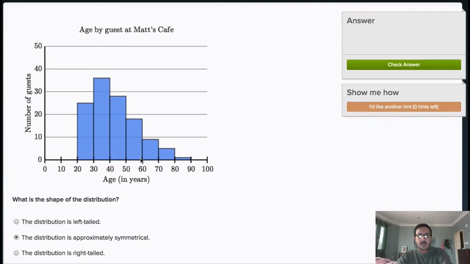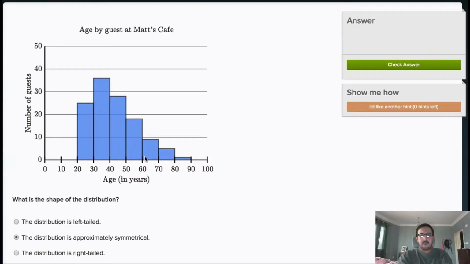It kind of looks like, if you were to imagine this were an armadillo, this would be the body of the armadillo. And then what we see to the right kind of looks like the tail of the armadillo. And we actually use those types of words to describe distributions. So this distribution right over here looks like it has a tail to the right. It doesn't have a tail to the left. In fact, we have no one under the age of 20.